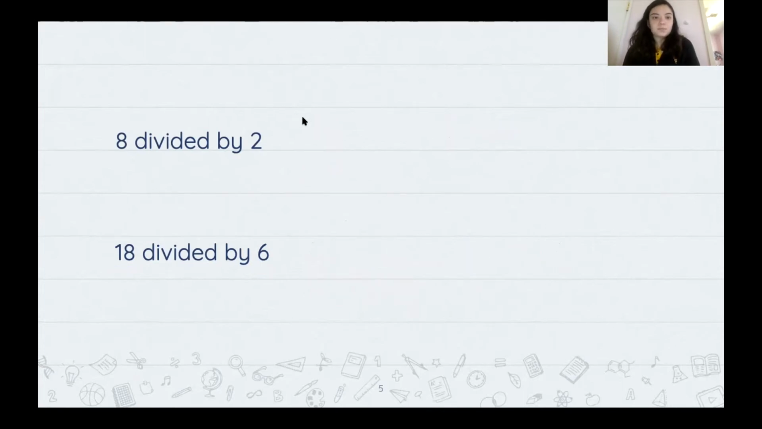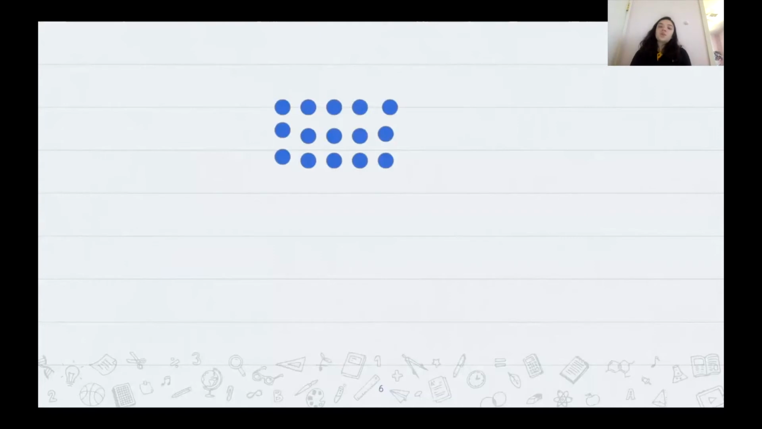Move on. So here's just another array. We're going to do some more practice. I want you guys to use your counters, draw this, or use your counters to make this array, and I want you to find a division sentence for me. So go ahead and pause this video, make your array, find your division sentence, and then we're going to go over it.